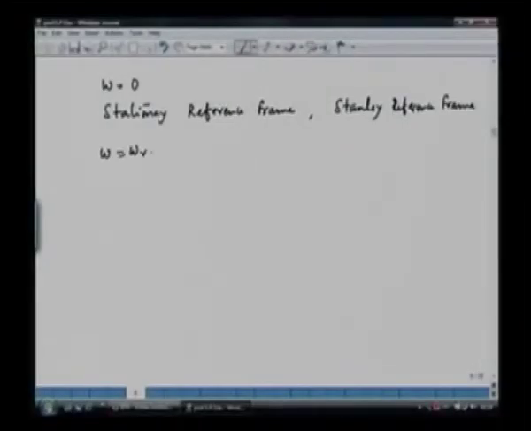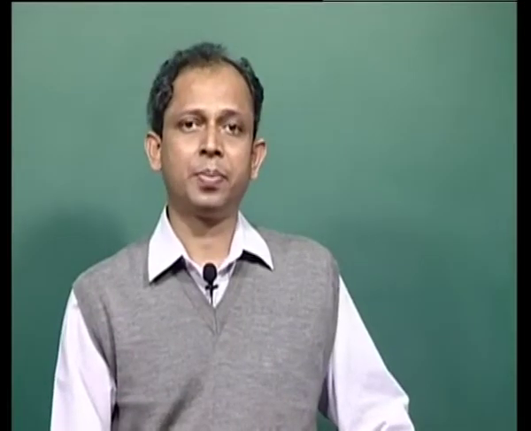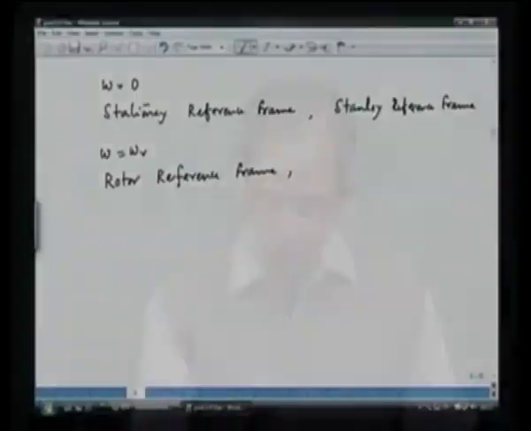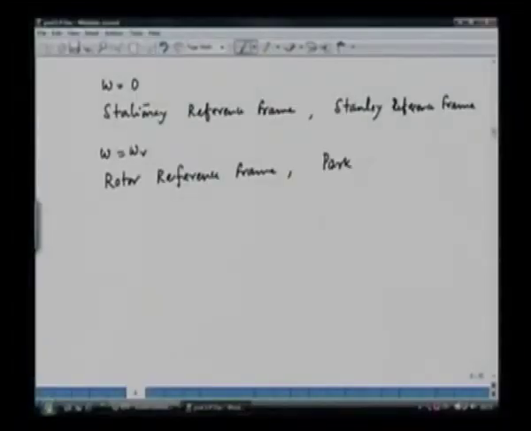Now if we take omega equal to omega r, the speed of the reference frame is same as the rotor speed, and we call this to be a rotor reference frame. And this actually will be useful when we model a synchronous machine. The reference frame is housed on the rotor, and hence we have certain advantage in case of a synchronous machine, and this is also called park reference frame. So we also call this as park reference frame.